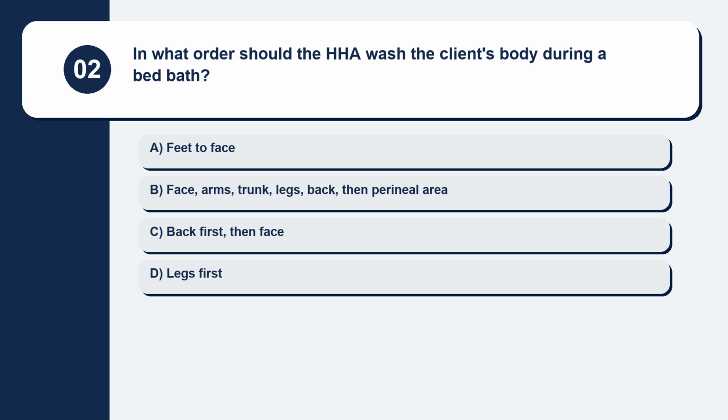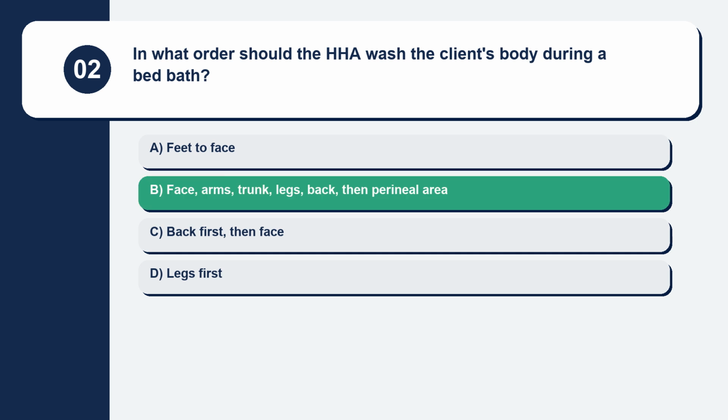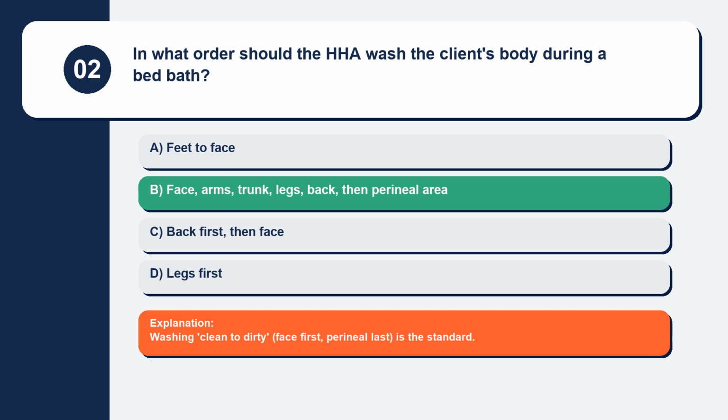Question 2. In what order should the HHA wash the client's body during a bed bath? Feet to face. Face, arms, trunk, legs, back, then perineal area. Back first, then face. Legs first. Washing clean to dirty, face first, perineal last, is the standard.